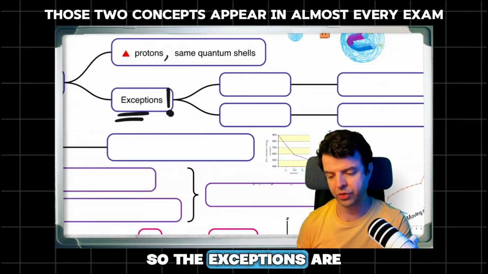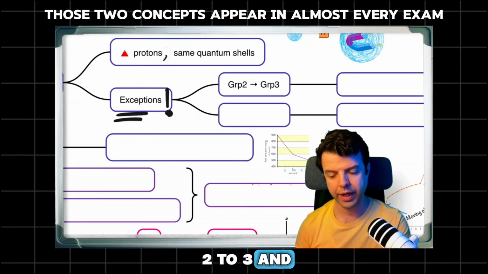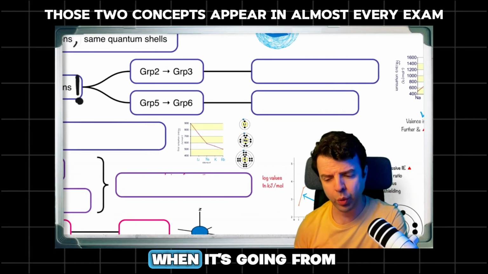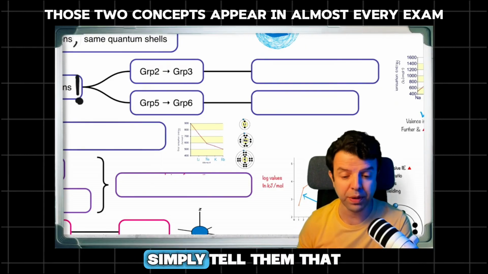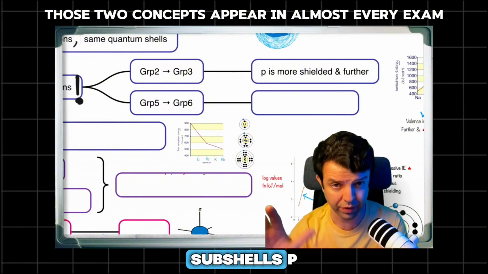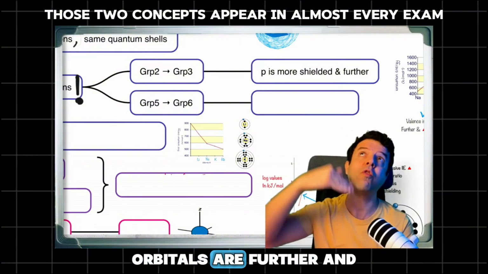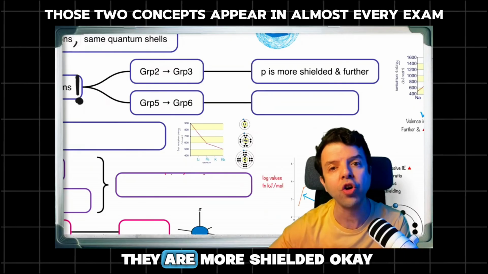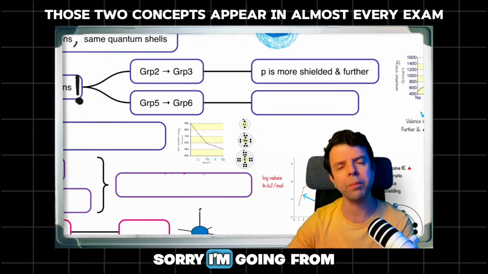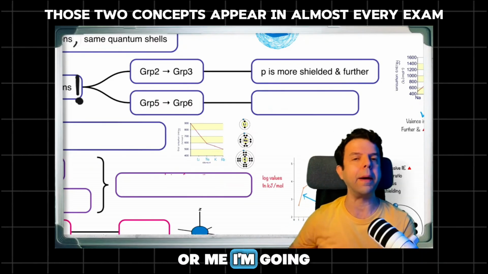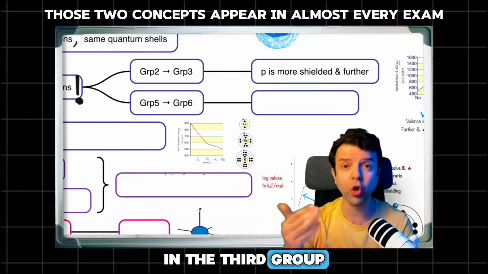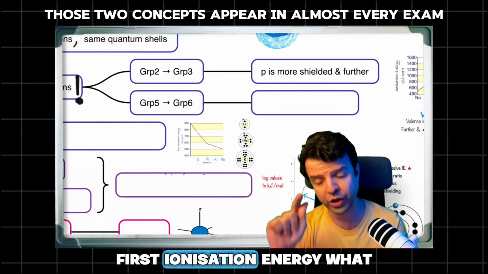So the exceptions are group 2 to 3 and group 5 to 6. How do you write the explanation when it's going from group 2 to 3? You'll simply tell them that it is the first time I go to the p subshells. P orbitals are further and they are more shielded. It's like going from beryllium to boron, or from magnesium to aluminium. It's always the element in the third group that has slightly lower first ionization energy.